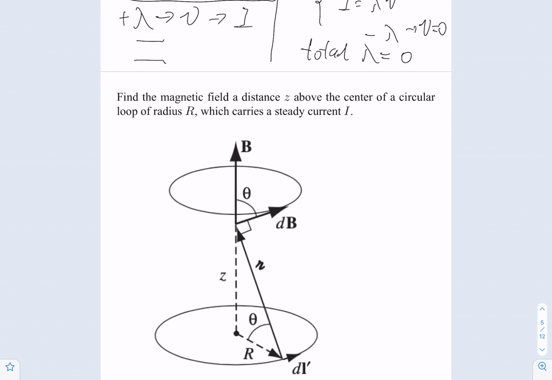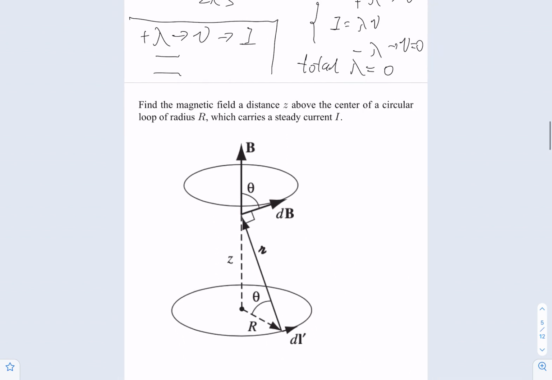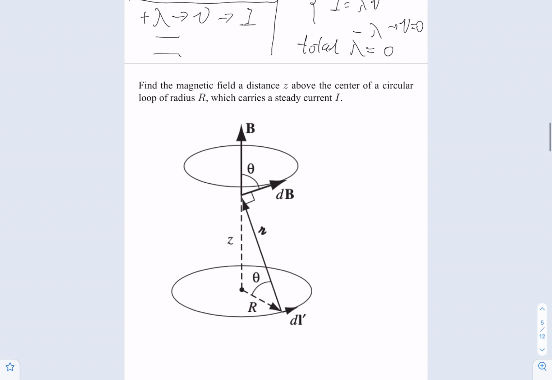So let's take another example. What we looked at before is a straight line wire, and now we change that to a circular wire like this. So here, this is the shape of the wire, and the current is also I. And now what we are asked is the magnetic field at the center line along the z-axis.